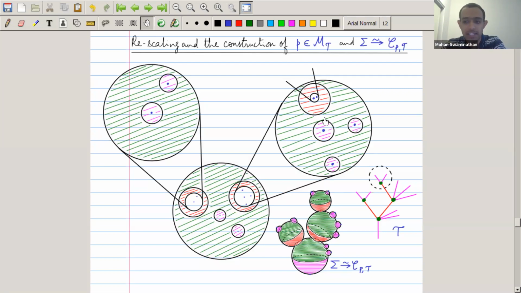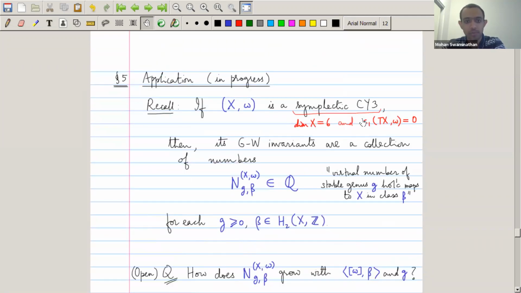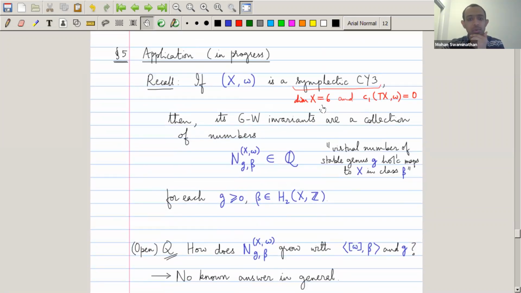So yeah, I realize that this part is somewhat sketchy, but hopefully this picture of rescaling inductively is somewhat suggestive. And I can try to provide more details in the questions if people would like to see. Okay, so finally, I'd like to end with an application which is in progress.